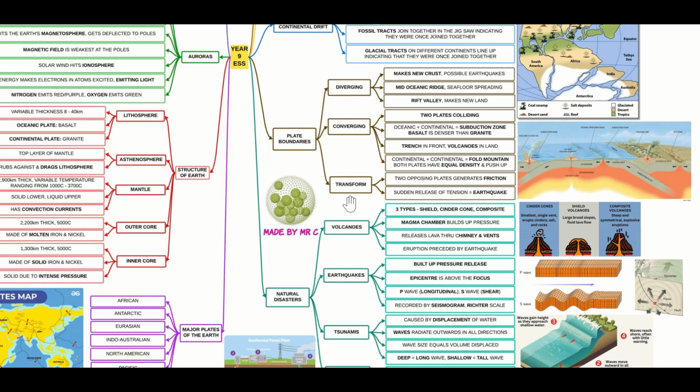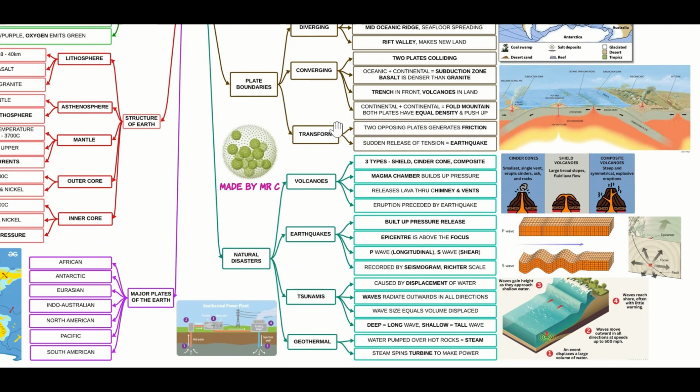In a transform plate boundary, 2 opposing plates generate friction. The sudden release of friction causes an earthquake. Then we move on to natural disasters. The first type of natural disaster is to do with volcanoes. There are 3 types. There is the shield, the cinder cone, and the composite, depending upon their structure. Here we have the cinder cone, the shield, and the composite.